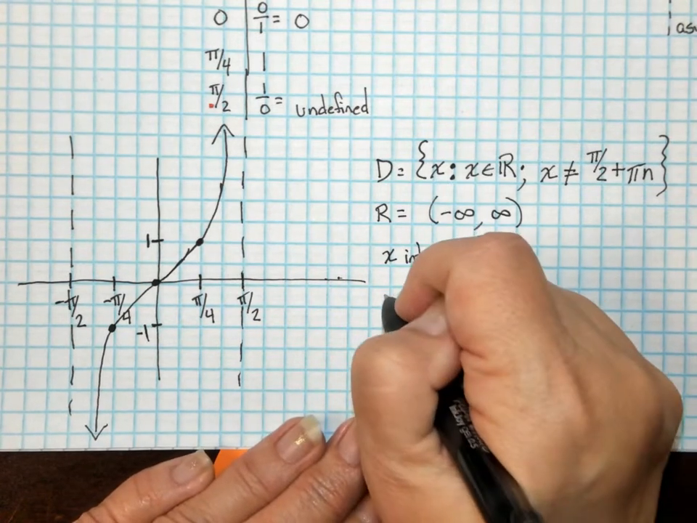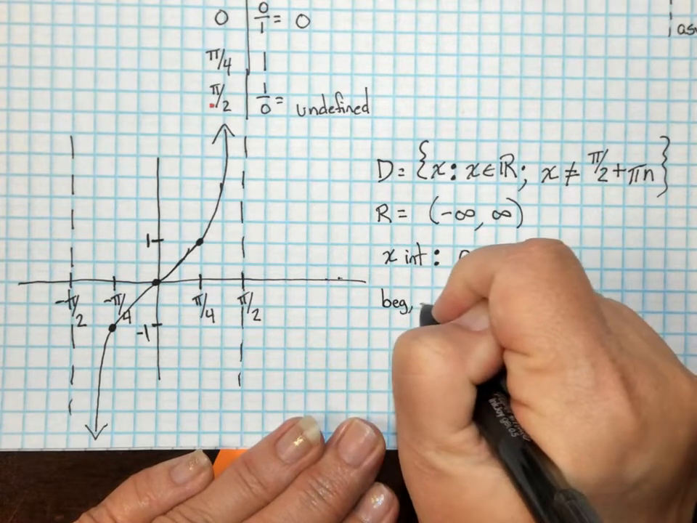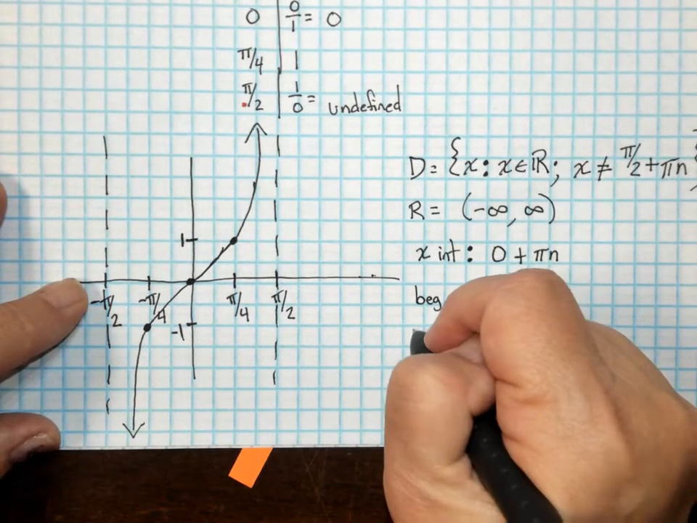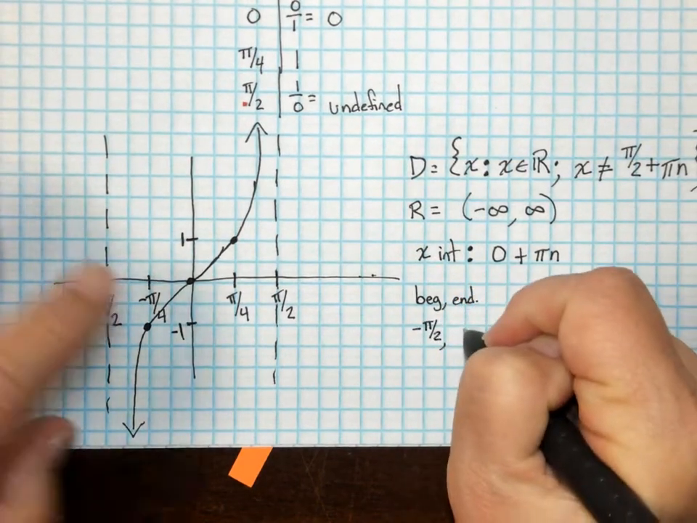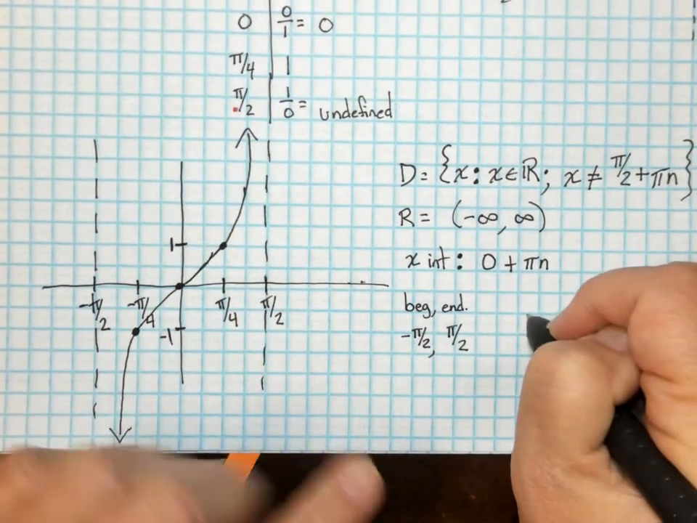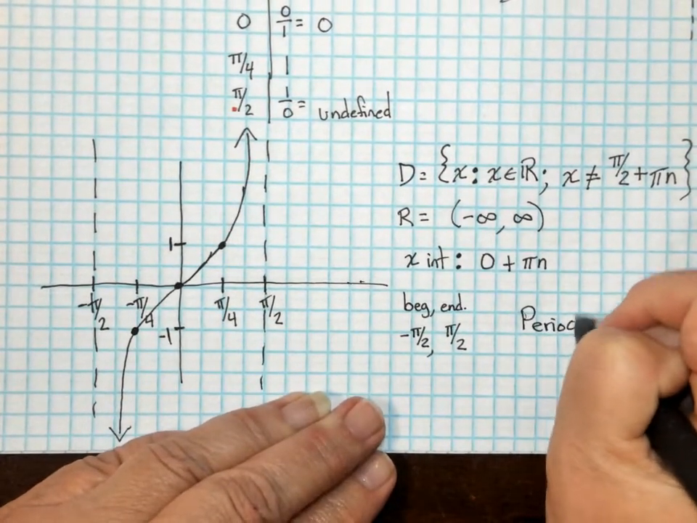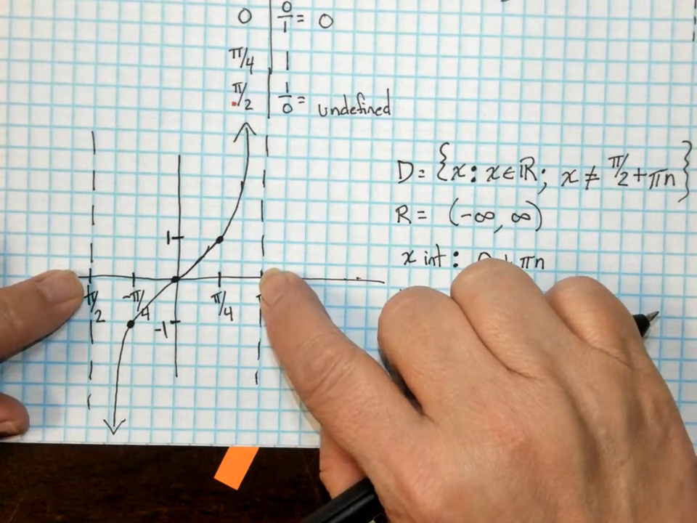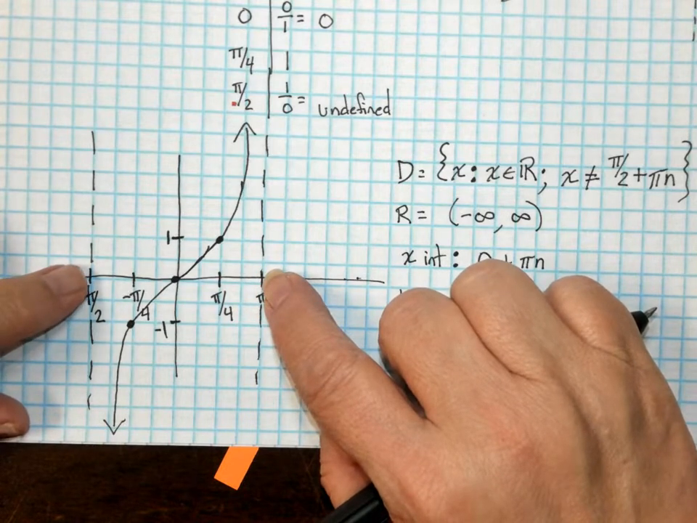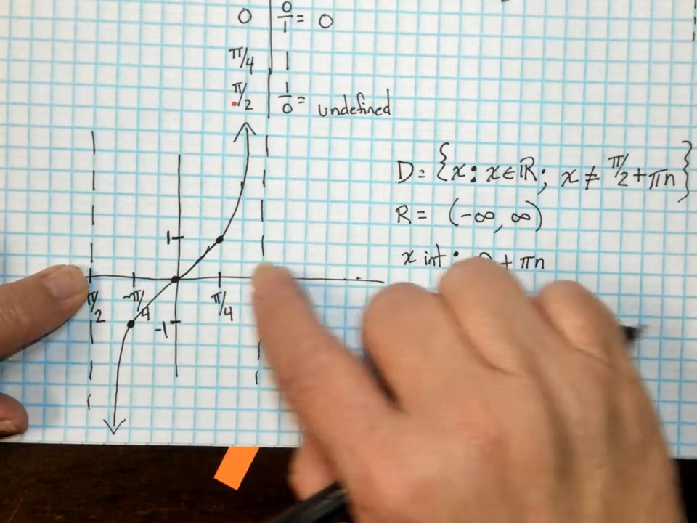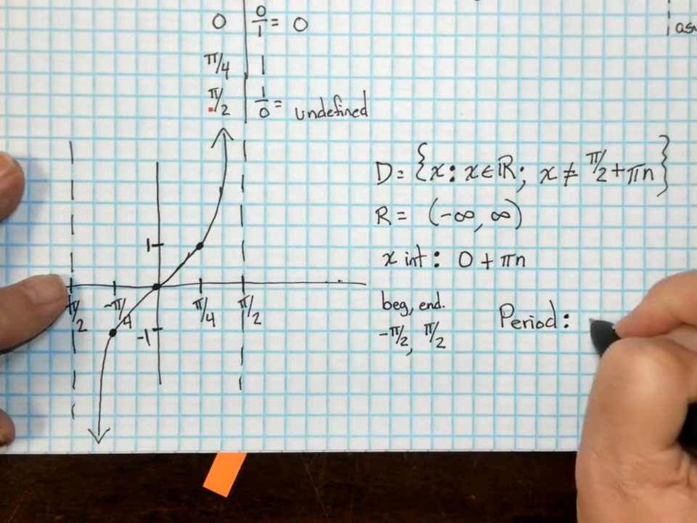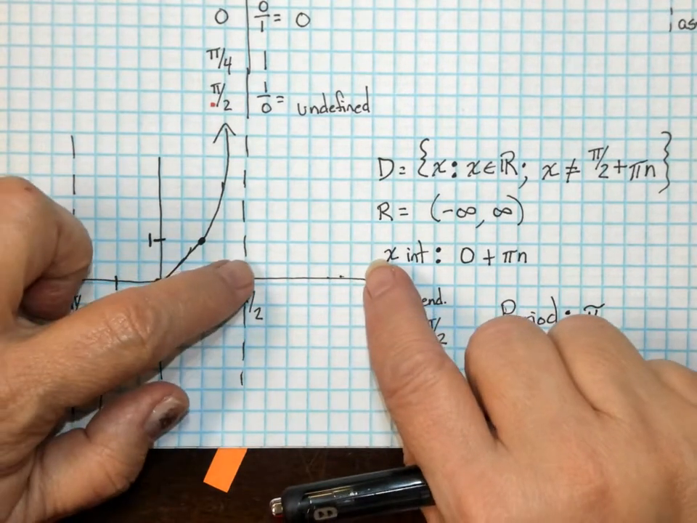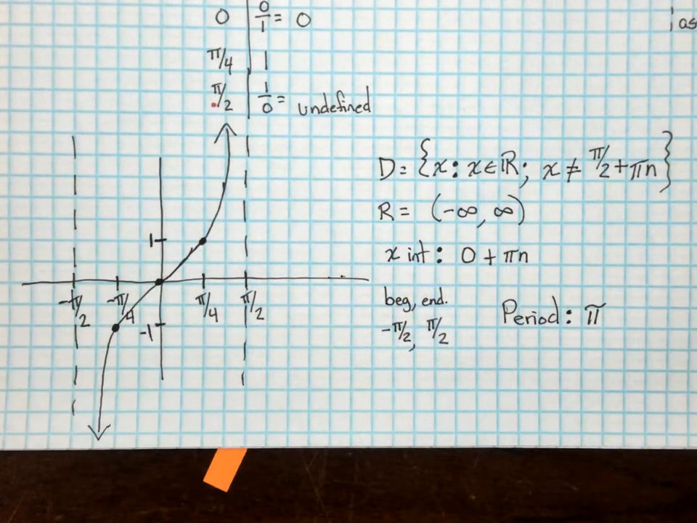Alright, so let's talk about where this period begins and ends, which then gives us the period. We're going to say that this begins at negative pi over 2 and ends at pi over 2. The reason that we care about the beginning and the ending is that they define a period for us, right? The difference between negative pi over 2 and pi over 2 is a length of pi. So every pi units tangent is going to repeat.